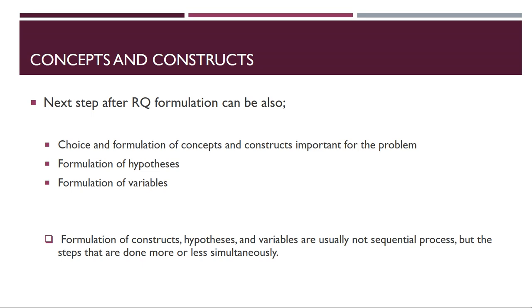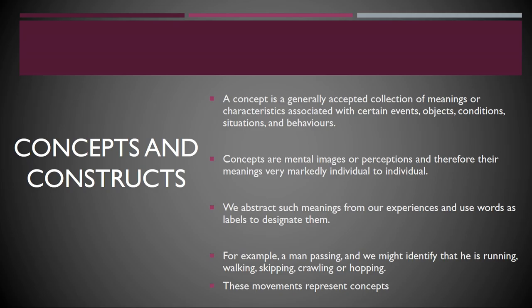It is basically mental images or perceptions that vary markedly from individual to individual. These variables later can be measured. Of course they have varying degrees of accuracy depending upon the measurement scale that you want to use much later. We abstract such meanings from our experiences and use words as labels to designate them. For example, how do we identify a person is running, walking, skipping, crawling, or hopping? The movement, maybe the pace or the composure, defines what is running, walking, skipping, crawling, or hopping.